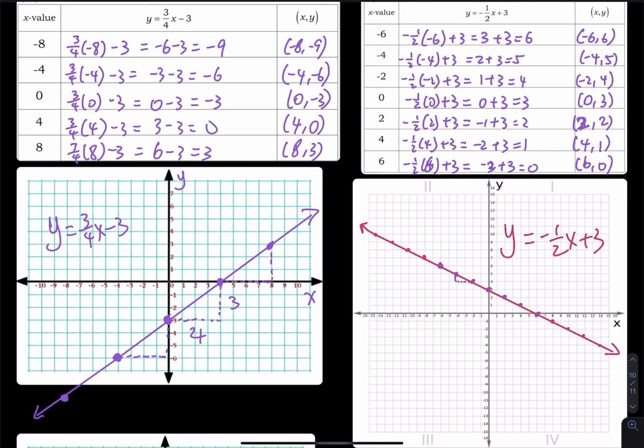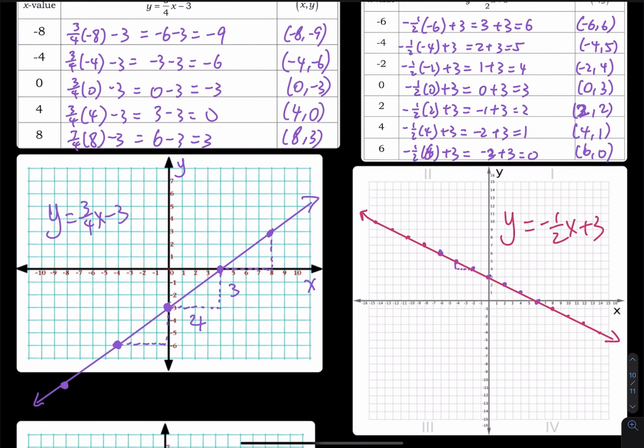So for all the points you see on the line, they are solutions of this equation. If you have a point, let's say right here, 0, negative 8, that is not on the line, which means this point is not a solution of the equation. So that will be the end of this video.